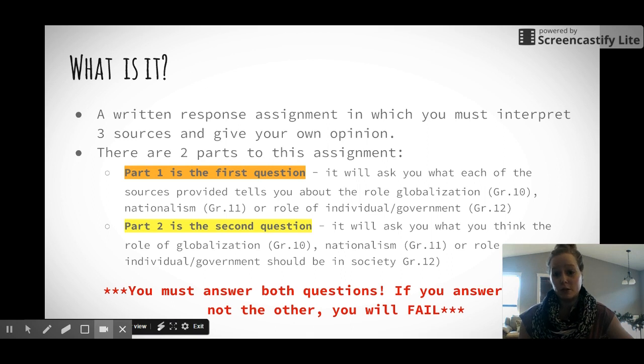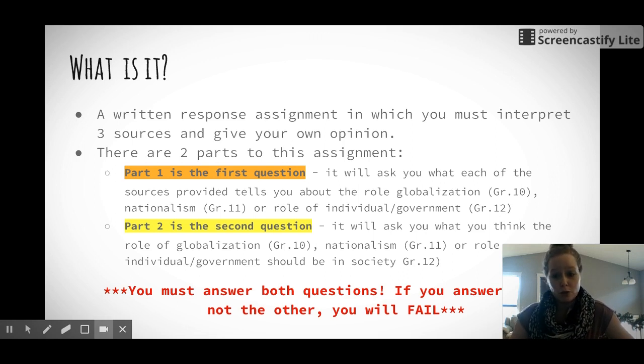So it's a written response assignment in which, like I said before, you must interpret 3 sources and give your own opinion. Think of it as there are 2 parts to the question. So part 1 is the first question you're going to see, and this is going to ask you about how the source connects to the role of globalization if you're in grade 10, nationalism in grade 11, or the role of the individual or government in grade 12.